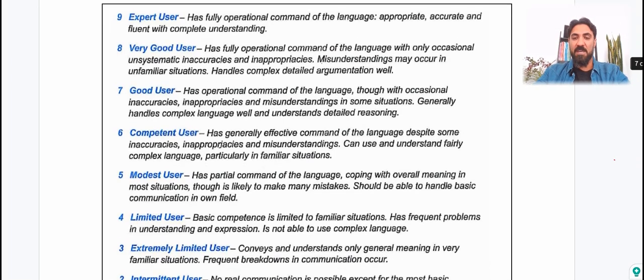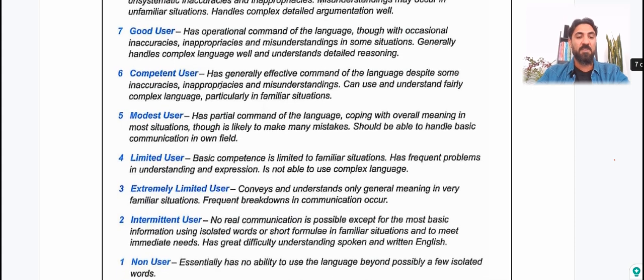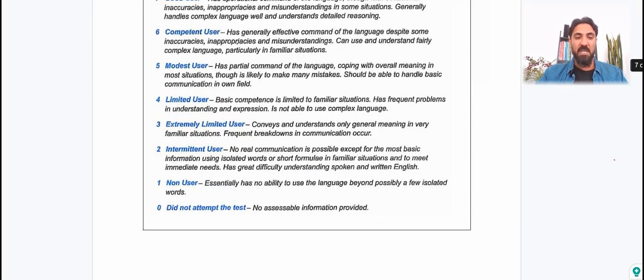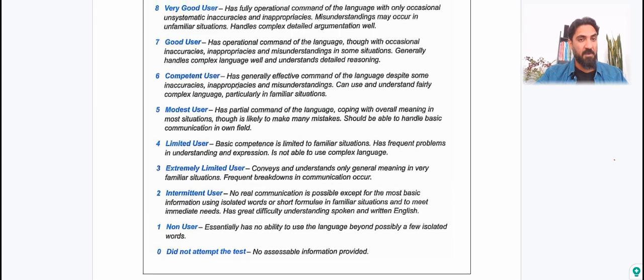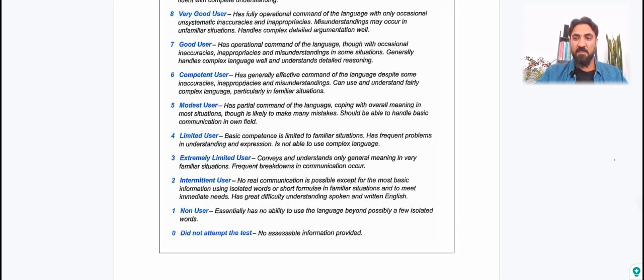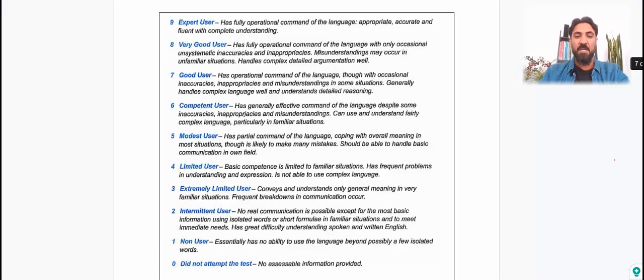So if you have a look at this part, you can see that the IELTS is graded from 0 to 9. So nobody would get a 0, because even if you participate in the exam, you will get 1 for attendance. So if you have no ability to use the language and you just use a few isolated words, you will get 1. This is a non-user of language. An intermittent user is somebody who cannot communicate very well, so no real communication is possible. You have a very limited range of language.